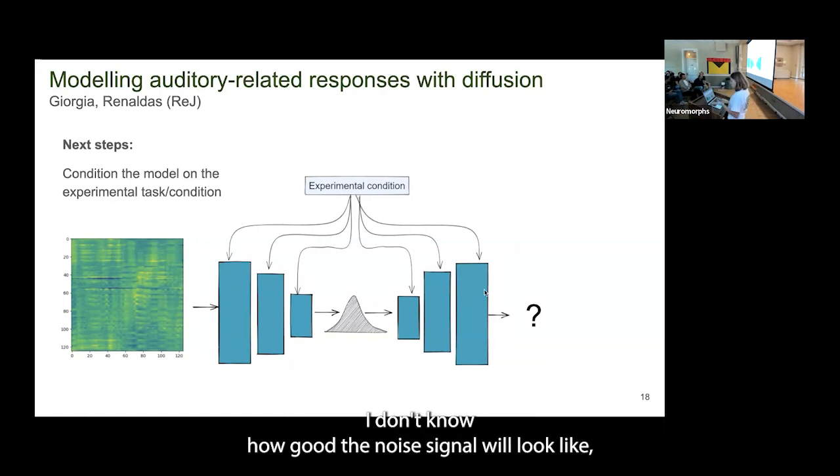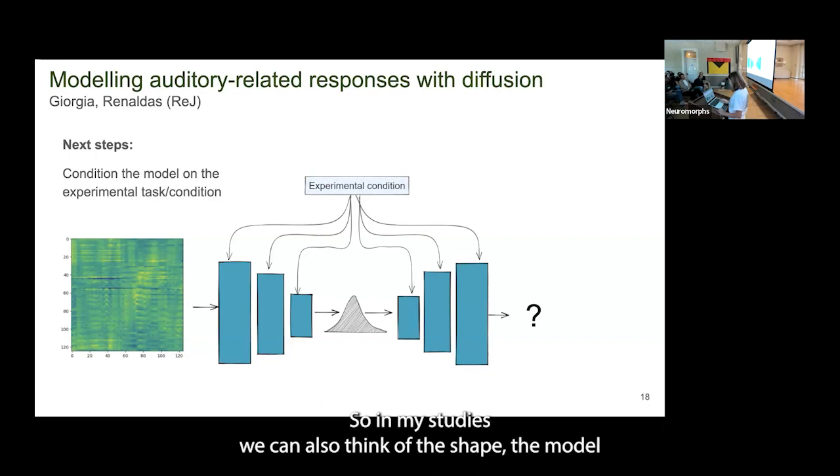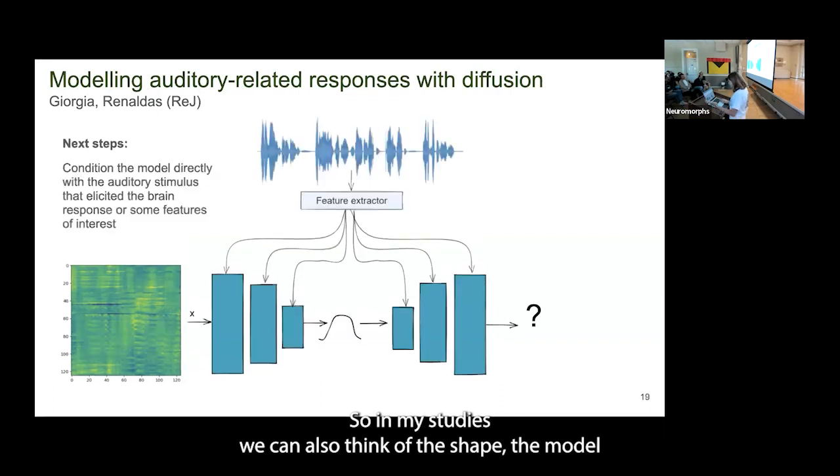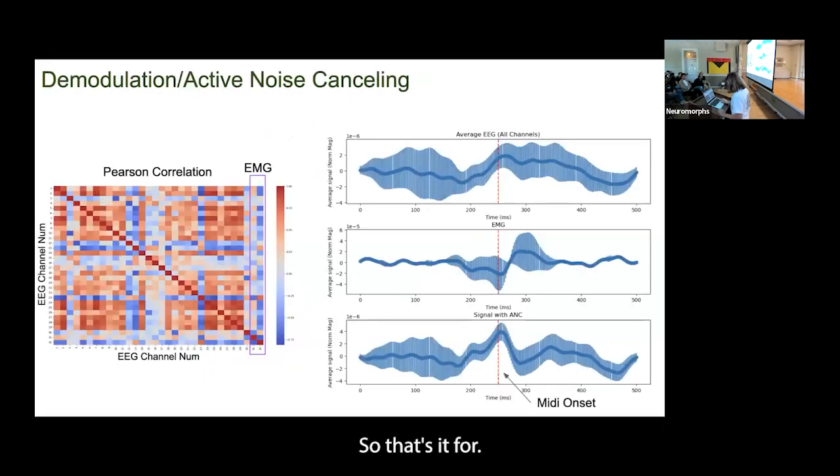I don't know what the denoised signal will look like, but hopefully it will correlate with some features I'm looking into in my studies. We can also think of conditioning the model on the waveform itself directly, or some feature we can either learn or extract manually, because we want to see auditory responses to that. So yeah, that's it. Sorry.